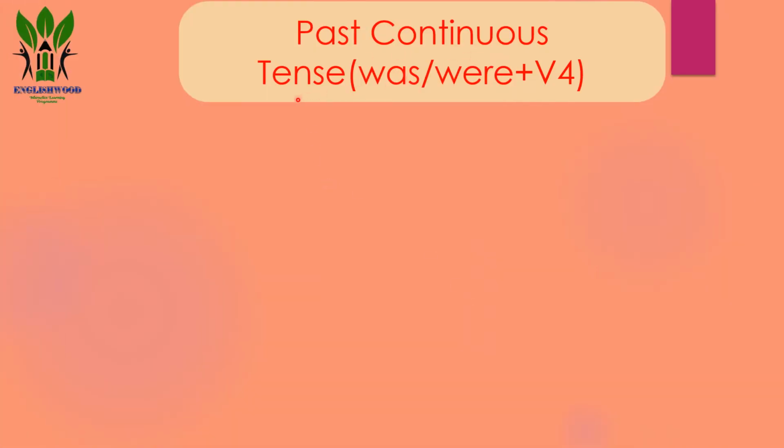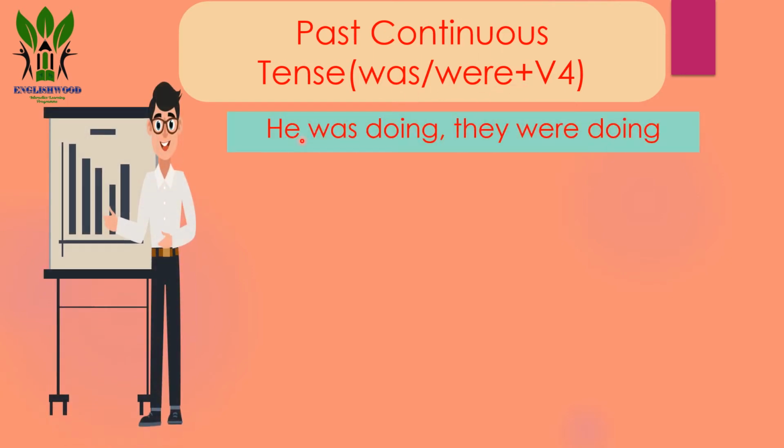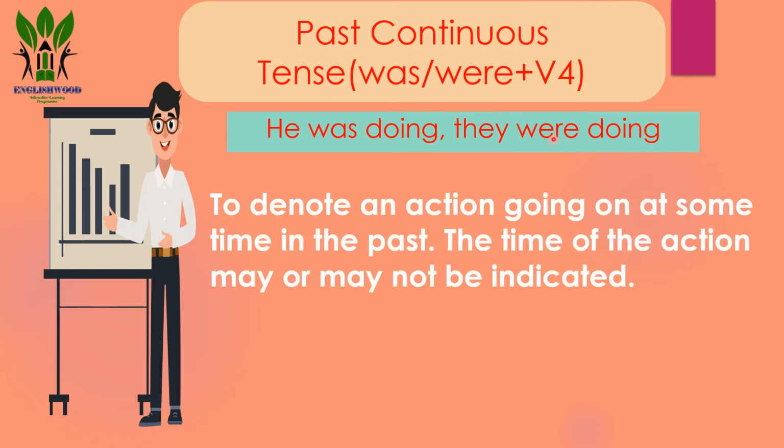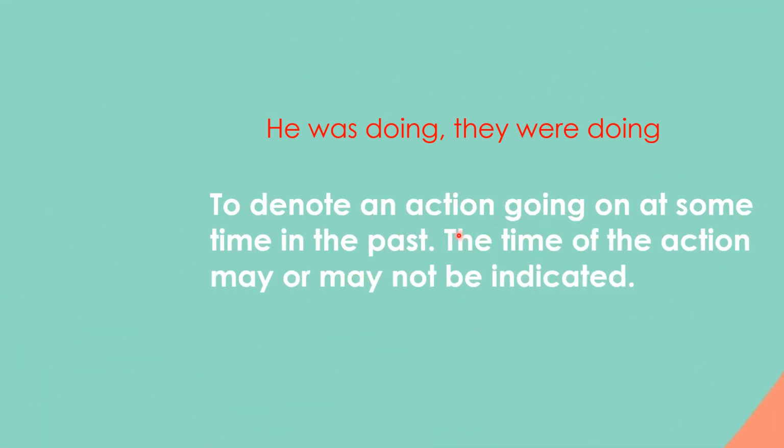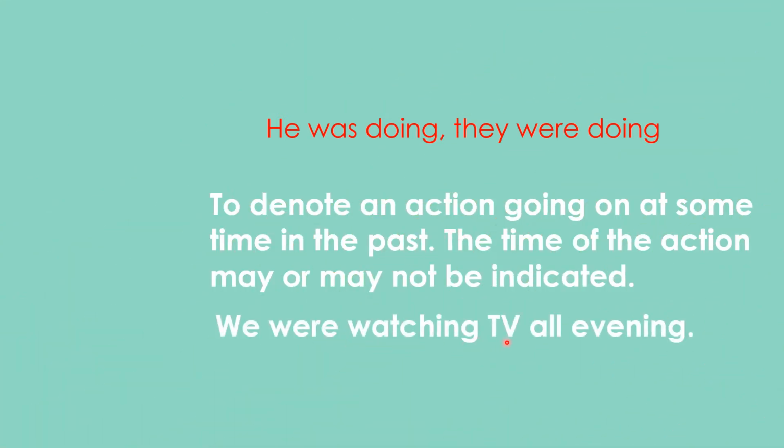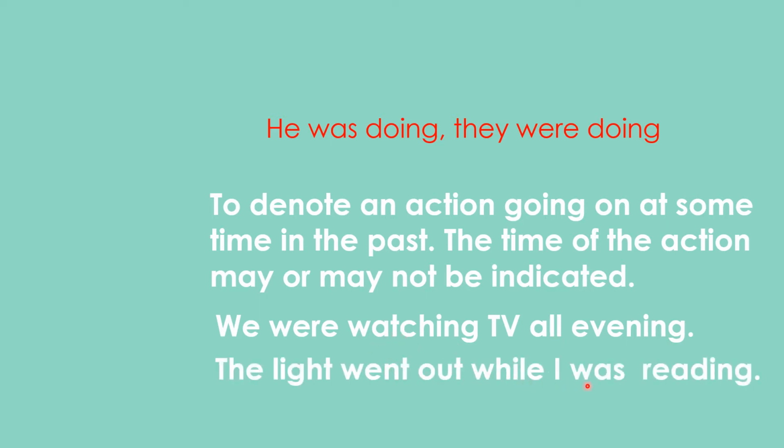Now, the past continuous tense: was, were plus verb 4, that means he was doing, they were doing, etc. It is used to denote an action going on at some time in the past. The time of the action may or may not be indicated. For example, we were watching TV all evening, right? The light went out while I was reading. It was getting darker. Okay, so we talk about actions that happened in the past.